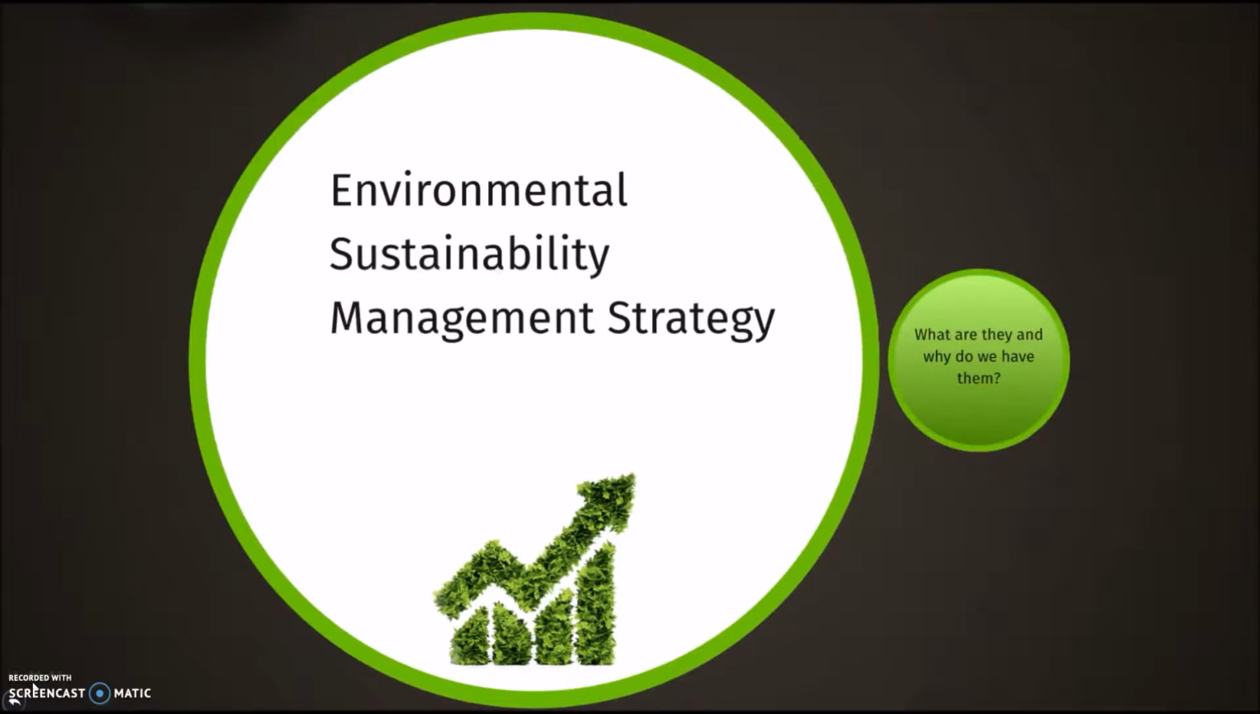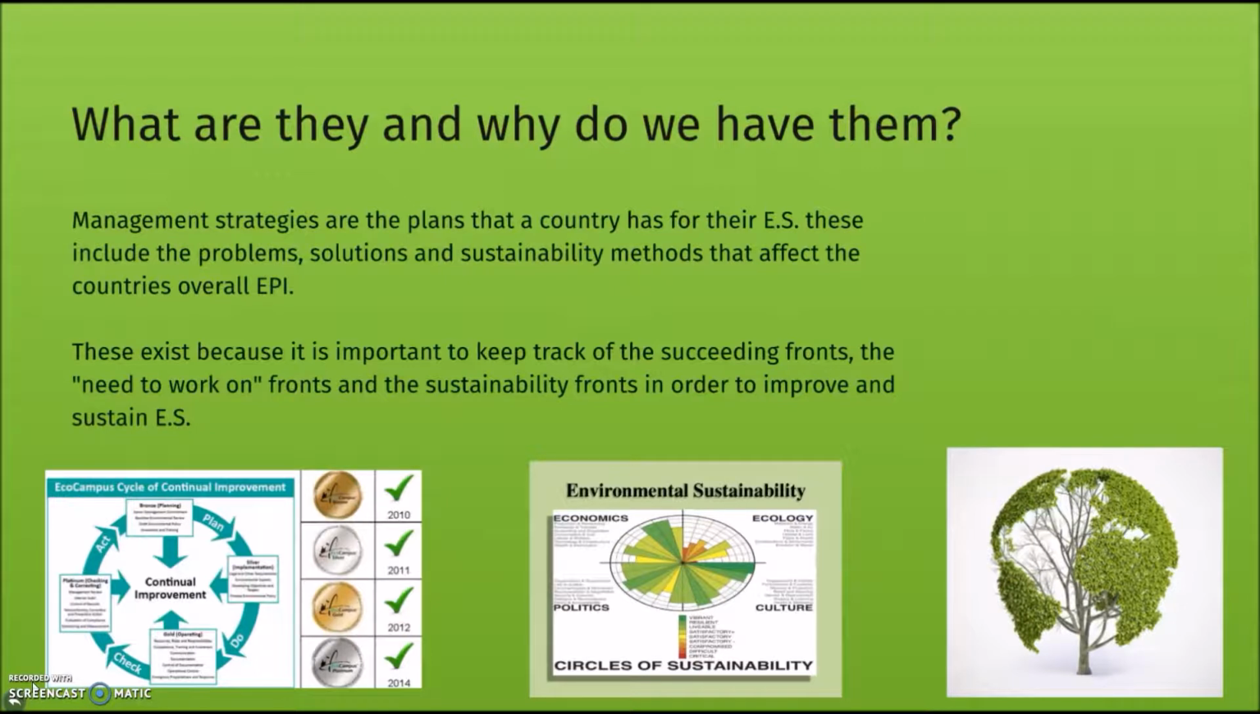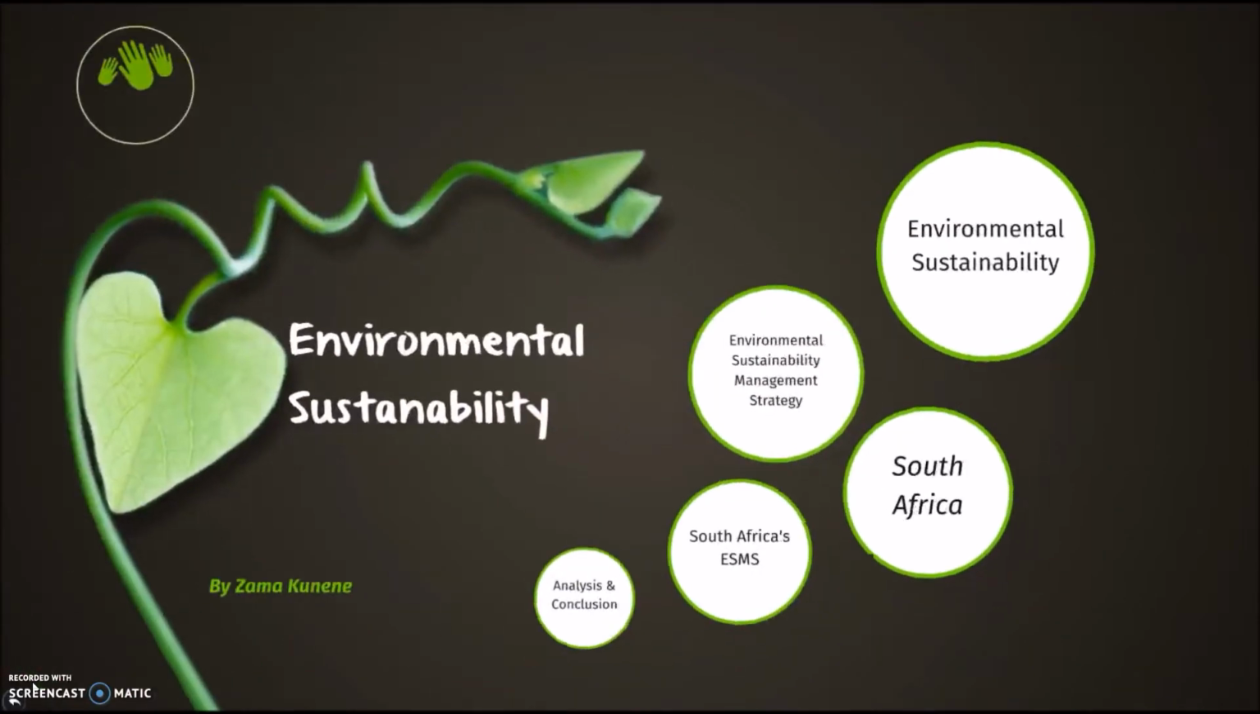Environmental sustainability management strategy. What are they and why do we have them? Management strategies are the plans that a country has for their environmental sustainability, and these include problems, solutions, and sustainability methods that affect the country's overall EPI. These exist because it's important to keep track of the succeeding fronts, the fronts that need work, and the sustainability fronts in order to improve and sustain environmental sustainability.